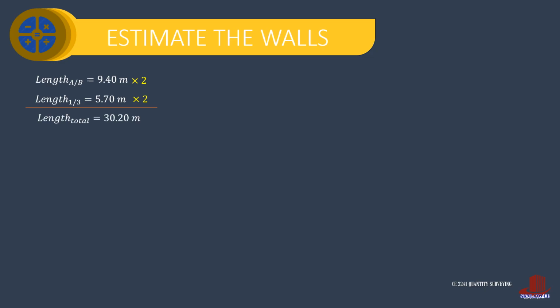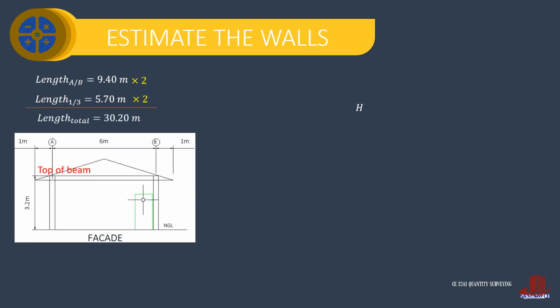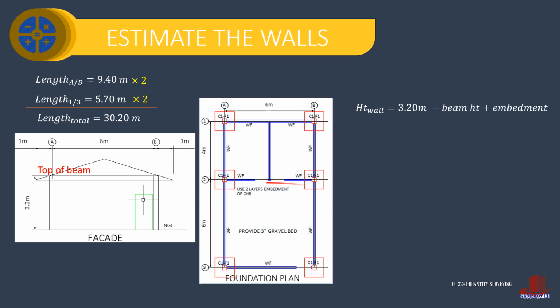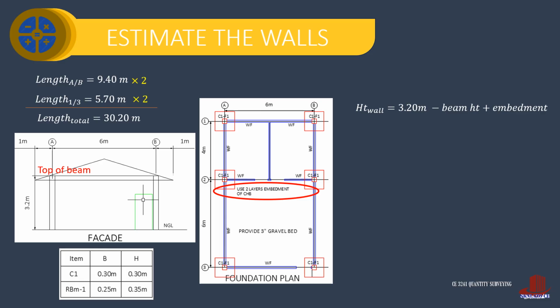The elevation shows the floor to beam height as 3.2 meters. And to compute for the wall height, we need to consider the embedment shown on the foundation plan. It's stated that we are to provide 2 layers of embedment. Then to take the net height of the wall, we also have to consider the height of the beam, which will be deducted from 3.2. The height then is 3.2 less the beam height of 0.35, then add the 2 layers of embedment, giving 3.25 meters.